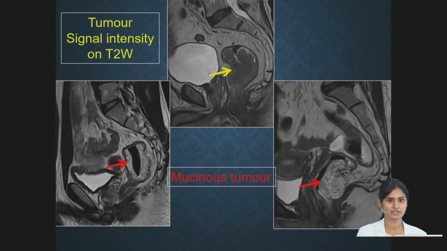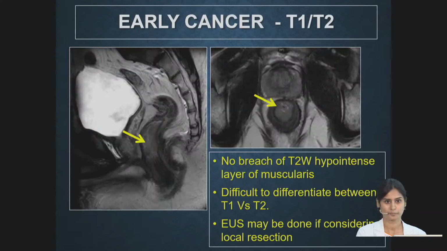The signal intensity of the tumor can give us some clues. The majority of rectal tumors are intermediate signal intensity when compared to the muscular layers, so similar to that of muscle. But when they are hyperintense on T2 weighted imaging, that indicates they could be mucinous tumors or signet ring cell tumors, which indicate a very poor prognosis.